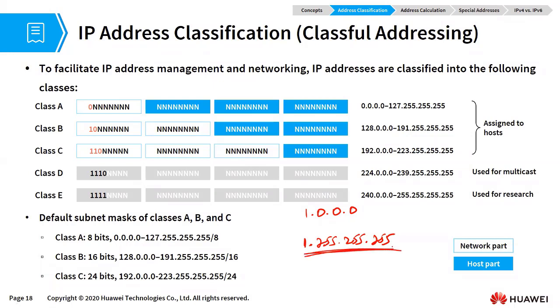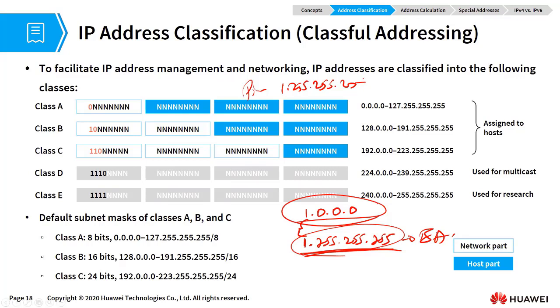So this is going to be called the broadcast address. It is a special address that we send packets to if we want everyone in this network to receive them. We want to force everyone on this network to receive those packets. We say ping 1.255.255.255, and everyone on this network receives it.